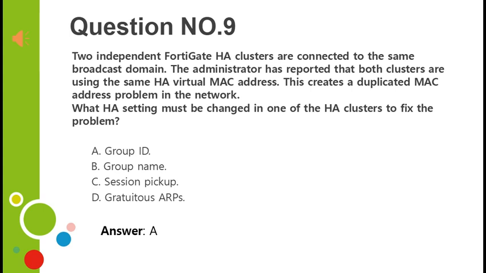Two independent FortiGate HA clusters are connected to the same broadcast domain. The administrator has reported that both clusters are using the same HA virtual MAC address. This creates a duplicated MAC address problem in the network. What HA setting must be changed in one of the HA clusters to fix the problem? A. Group ID. B. Group name. C. Session pickup. D. Gratuitous ARPs. Answer: A.